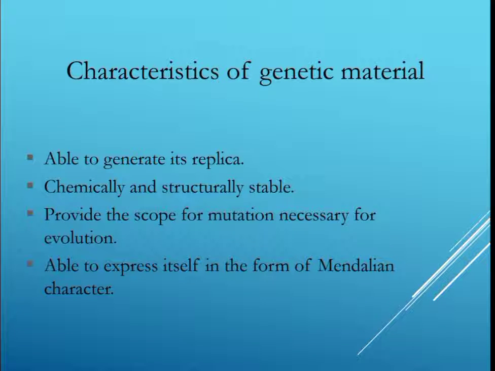Now, we will be studying the characteristics of the genetic material. Yesterday we studied that genetic material is that substance which controls the inheritance of traits from one generation to the next generation. Okay, so there are specific properties of genetic material, whether it is DNA or RNA. It should have the following properties, like it should be able to replicate itself.